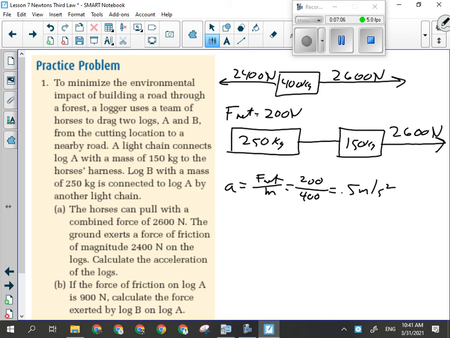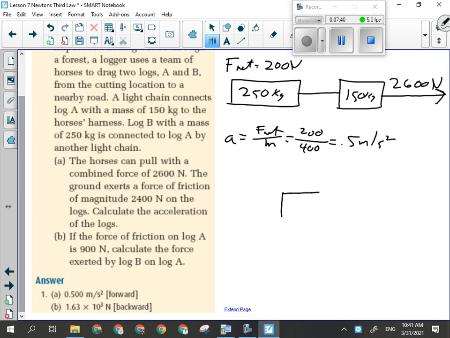Part B is where Newton's third law comes into play. They're saying the force of friction on log A is 900 newtons. Calculate the force exerted by log B on log A. So this is all about log A. So I should probably draw a free body diagram of which log at this point? A. I have more information about log A. I could solve this with log B just as easily. I just have one more step, and it's not a hard step, it's just subtraction. But let's solve it with A first.